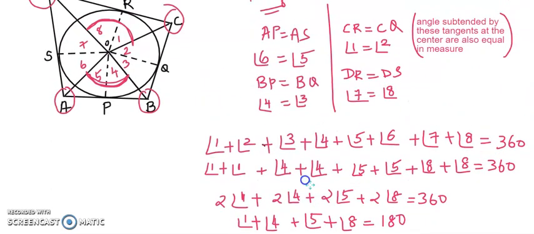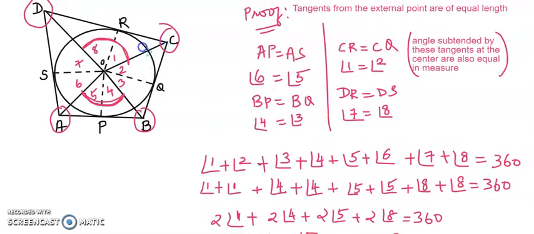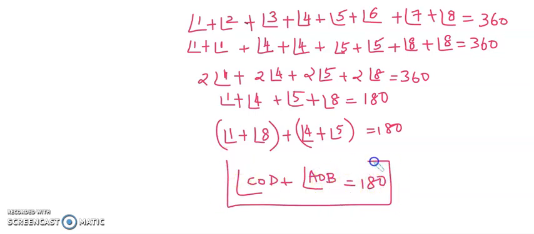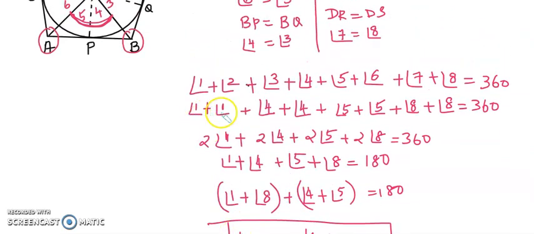If I look at the figure, 1 and 8 is nothing but COD, and 4 and 5 combine to give me AOB, right? So that will give me angle COD plus AOB, or AOB plus COD, one and the same thing, they are 180. Similarly, we can prove the next part where you will be substituting 1, 4, 5 and 8 in terms of 2, 3, 6 and 7.